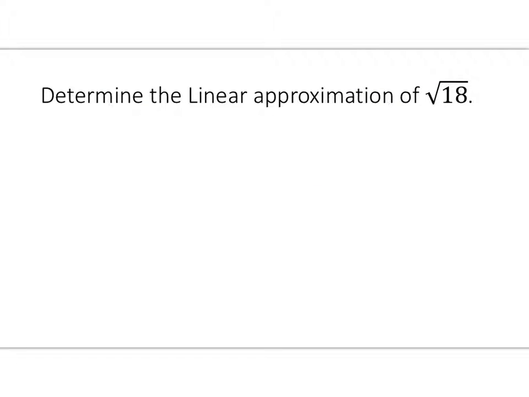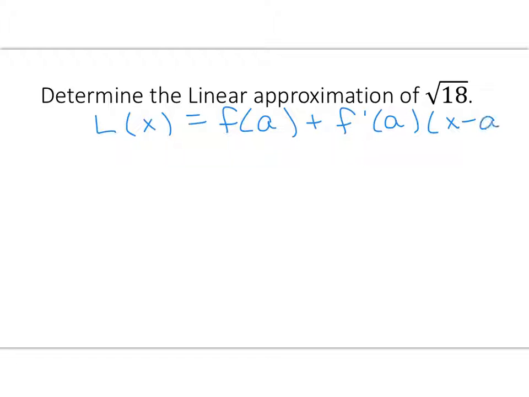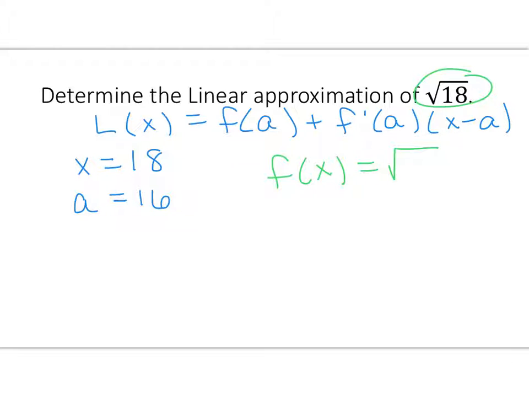Okay, so let's go back to that first one, the square root of 18, and figure out what we can do. So we said, okay, the linear approximation L of x is equal to f of a plus f prime of a times x minus a. So in this equation, the x value that we're looking for is 18. My approximated value, a, I'm going to go with 16 because I know that's pretty close. But what the heck is the function for this problem? Well, we're talking about a square root, so my function is the square root of x. So that means f prime of that function is 1 over 2 square root of x.